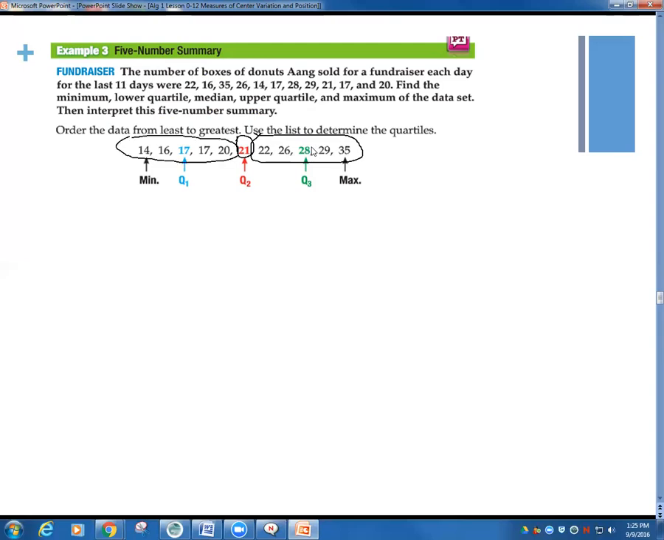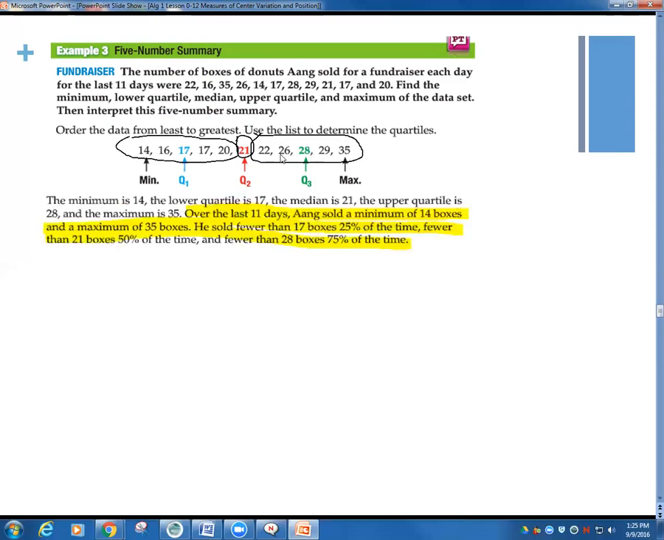If there is no middle number, like if there's 4 or 6 or 8 numbers on the lower half, you just take the 2 middle ones, add them up, divide by 2. Okay? So this is how we summarize it. The minimum is 14, the lower quartile is 17, the median is 21, the upper quartile is 28, and the maximum is 35. Over the last 11 days, Ang sold a minimum of 14 boxes and a maximum of 35 boxes.